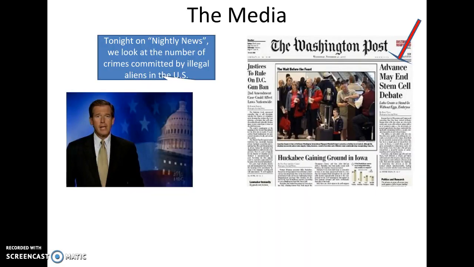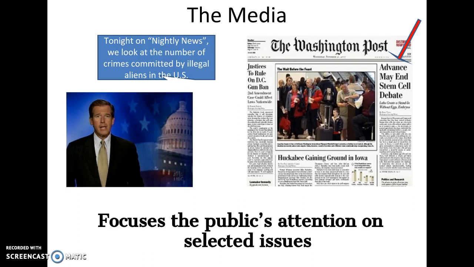The media also has a big influence on the lawmaking process. They focus the public's attention on selected issues. We kind of talked about this earlier in the year in our political process unit, but they are the gatekeepers of what kind of news people hear. There are thousands and thousands of problems happening around the world, and newspapers really make some choices on what they are going to focus on.